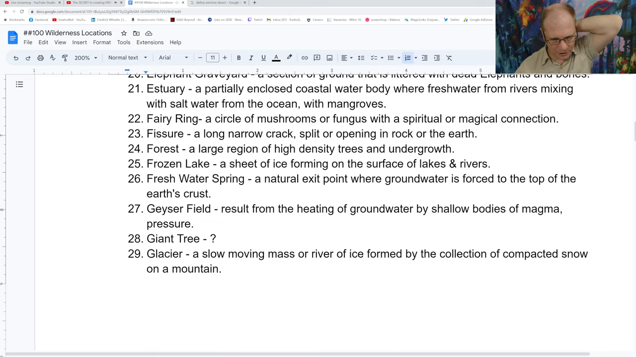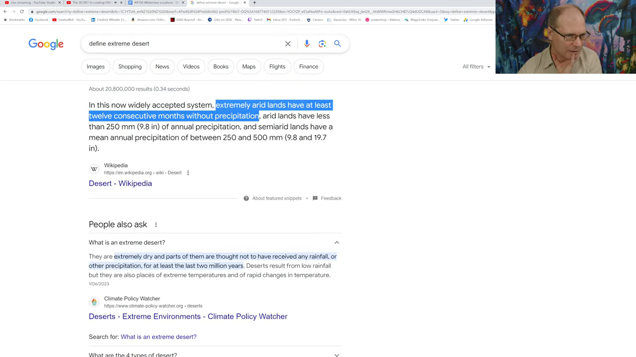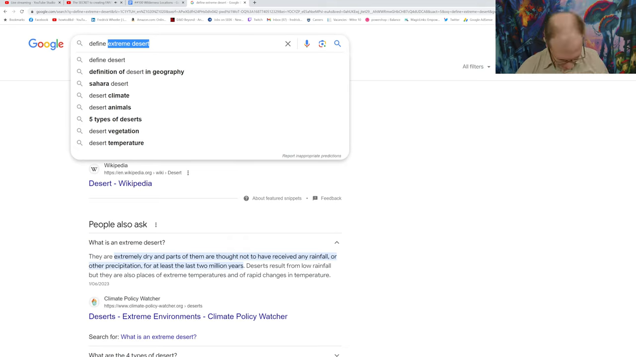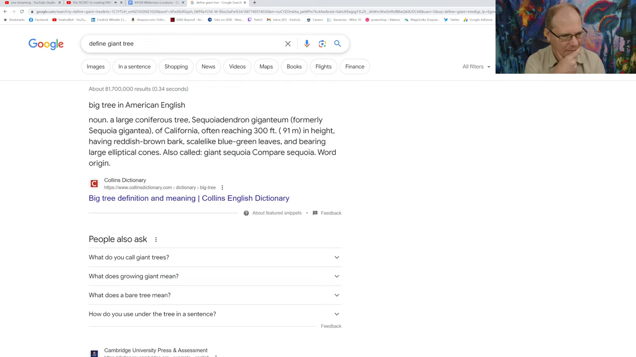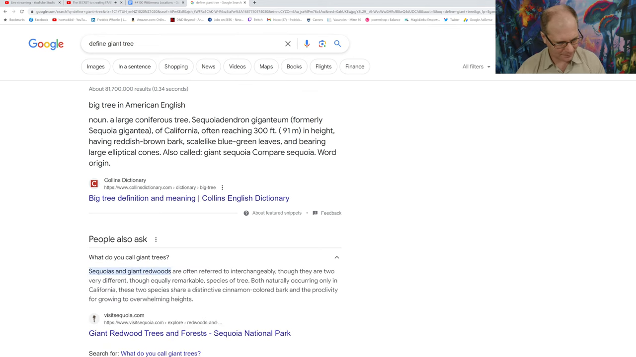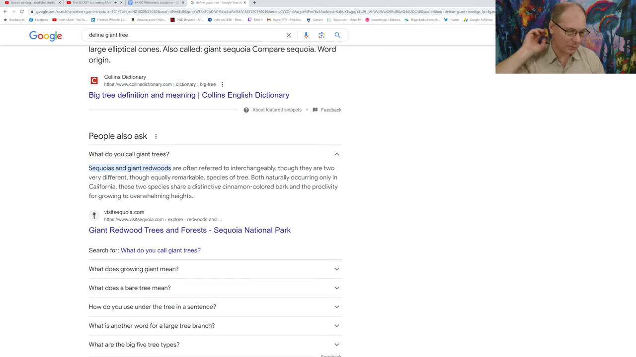Giant tree. Now, somebody had mentioned something about a giant tree before. And so we're actually going to add the giant tree in. I do have it marked here as a question mark, so I'll just do the giant tree, because there's a few of them, right? Big tree in American English. What do you call a giant tree? Well, the giant redwoods. Yeah, the giant redwoods are pretty big too, but there are other trees around the world that are pretty big too. I think some of the tallest ones that still exist now are the giant redwoods of North America, correct?